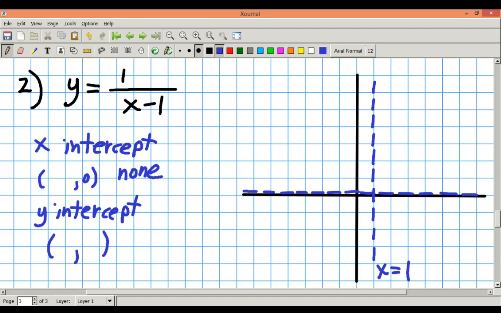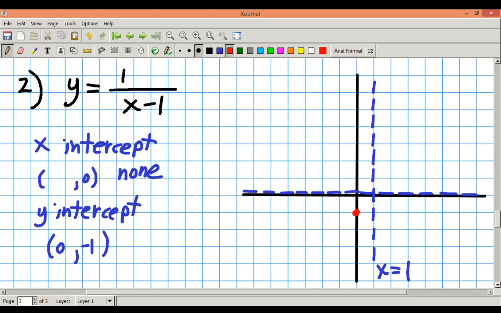So the y-intercept is, remember, where the graph crosses the y-axis, and that's going to be where x is 0. So you're going to plug 0 in for x in the equation and then calculate y, which if you do that is -1. So (0, -1) is the y-intercept. So we got a point right there at (0, -1).